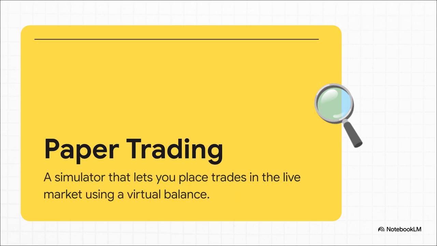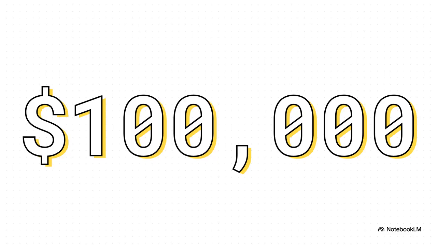The second tool is paper trading. This lets you practice in the live market right now as it's unfolding. You can place buy and sell orders, manage a whole portfolio, but it's all with fake money. It's the perfect bridge from just learning to actually doing. And to make sure you have plenty of room to play, TradingView starts you off with a virtual balance of $100,000. So you can experiment, you can make mistakes, and you can learn from them, all without the stress of losing real money.